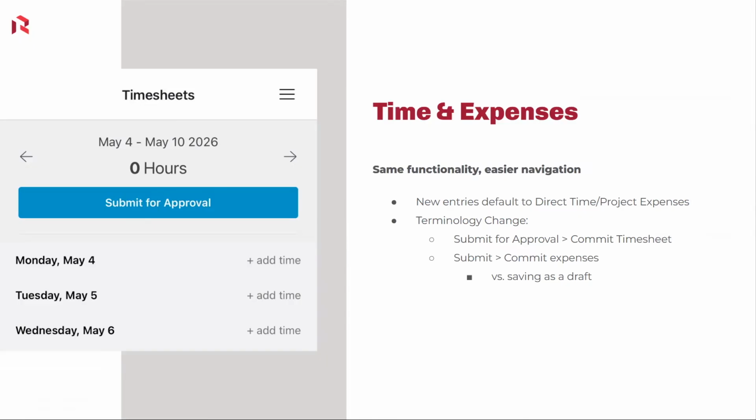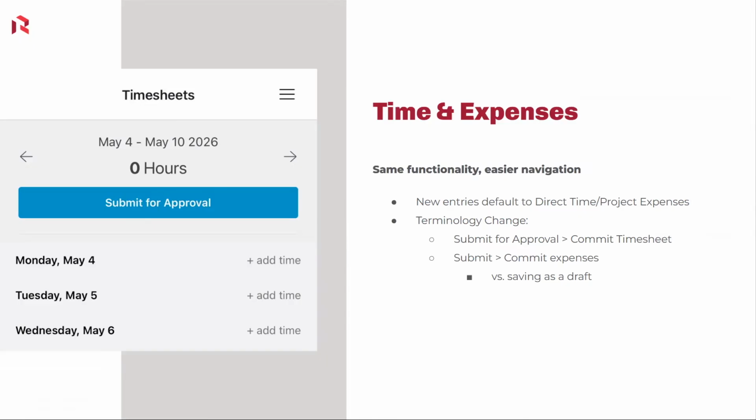That's really nice. If you've been using these features before, you know that it kind of defaulted to overhead, and any entries you made were defaulted to a point where they would not code to a project budget, which could be confusing for folks. So now as you're going in, you'll see today, it's going to default to that direct time or project expense that will code directly to a project budget, just because that's what most of our clients are using more often than overhead entries.